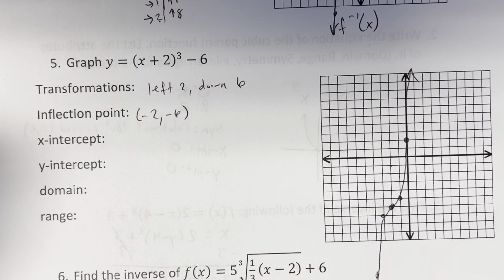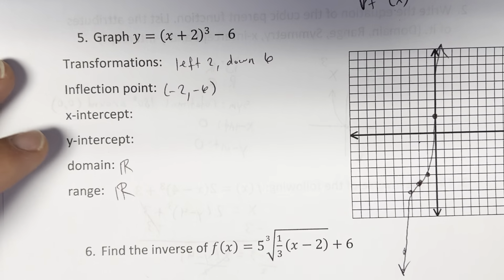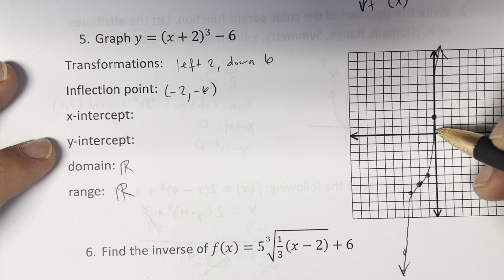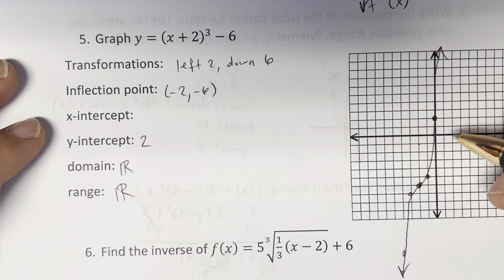All right. My domain and range are all real numbers. Those are the easier ones to do. My y-intercept I can see is right here at (0, 2). And my x-intercept is somewhere right here, close to 0, but not quite at 0.